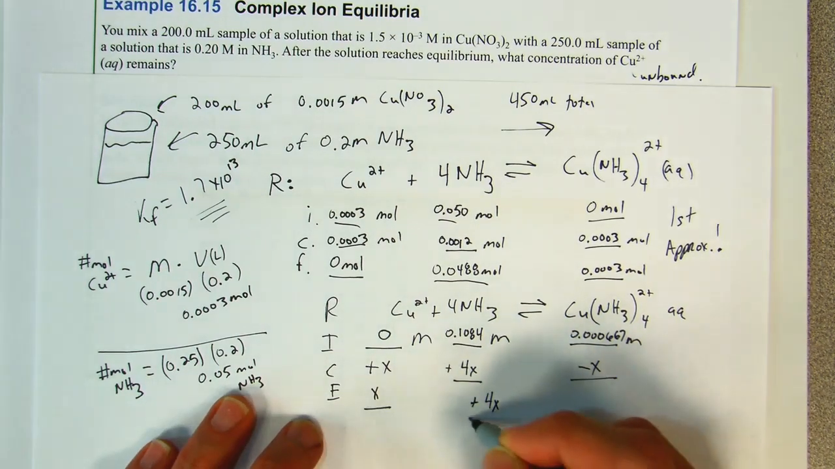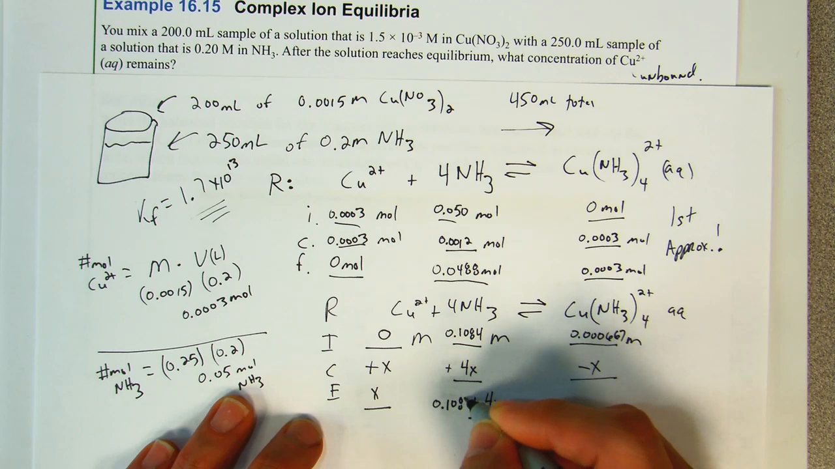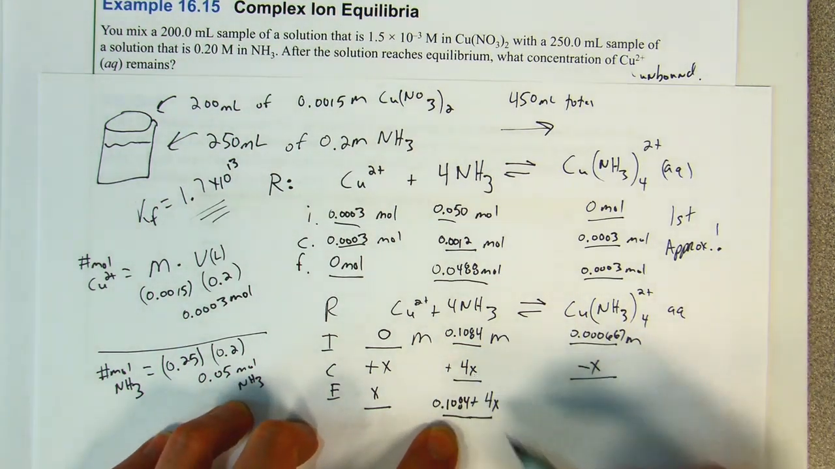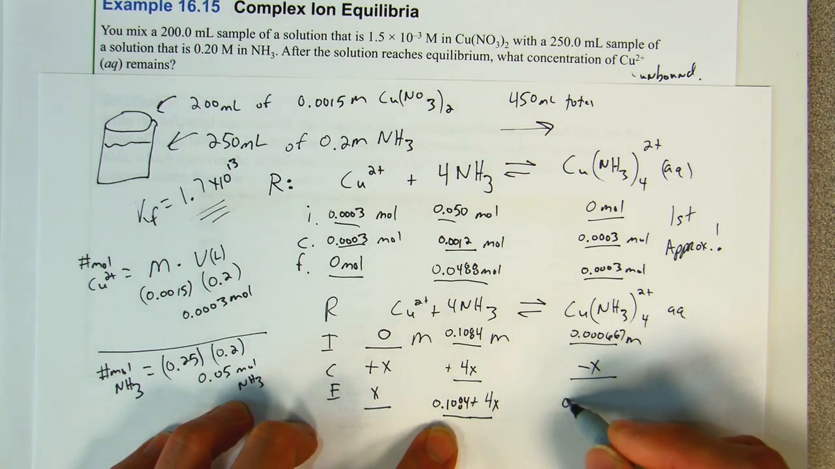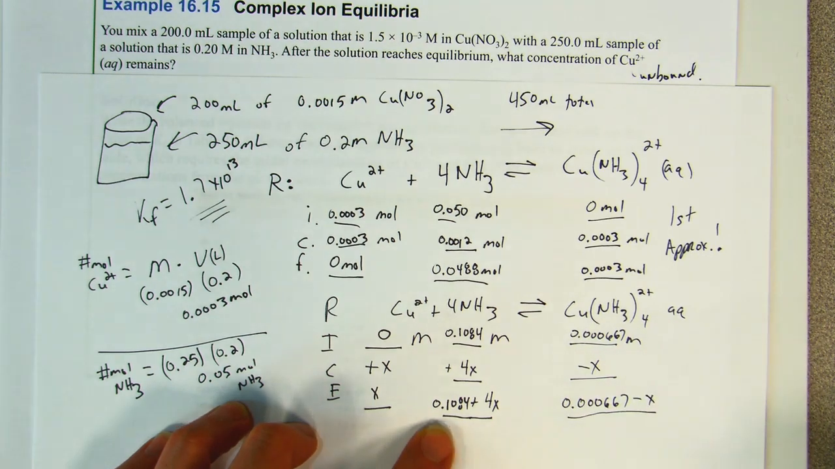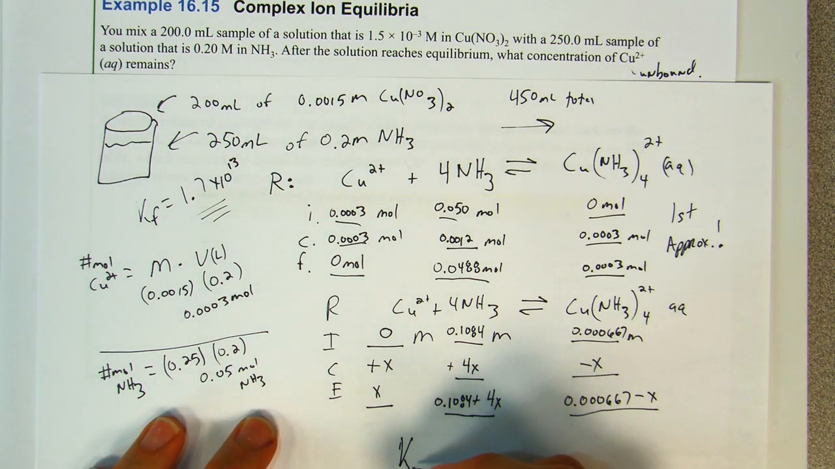And at equilibrium, I'll have x, 0.1084 plus x, initial plus 4x, right? And then for this one, I'll have my initial minus x. And that's going to be my expected amounts. So where do we go from here? Well, we just go back to our K expression like we normally would after working our RICE table.